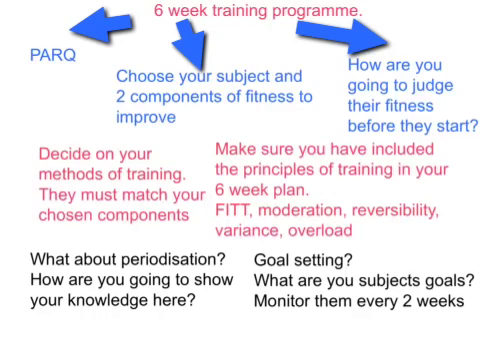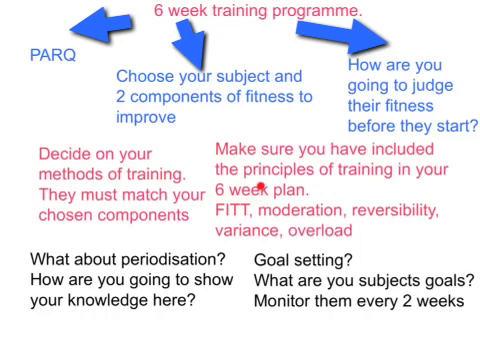Obviously, what you've got to do here is look at testing. You've got to look at the appropriate tests that link in with the 2 components of fitness you've picked to improve. All right, once you've done that, then you need to decide on your methods of training. What methods are you going to choose that are actually going to match your chosen components? So for instance, if you want to try and improve aerobic fitness, you're not going to really use weight training, because weight training would be a method of training designed to improve muscular strength or muscular endurance.